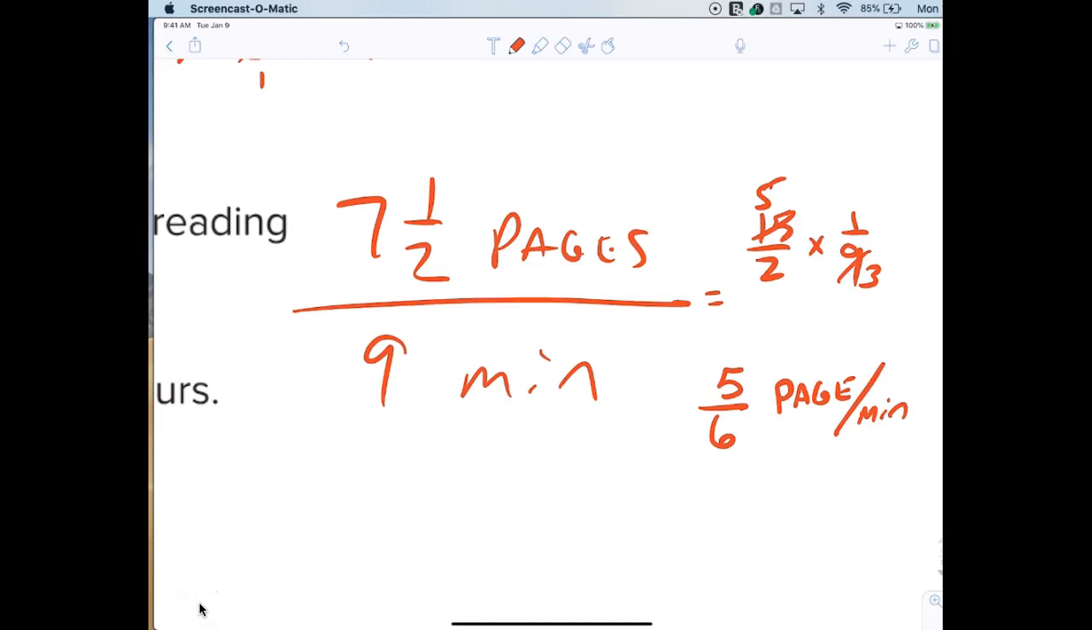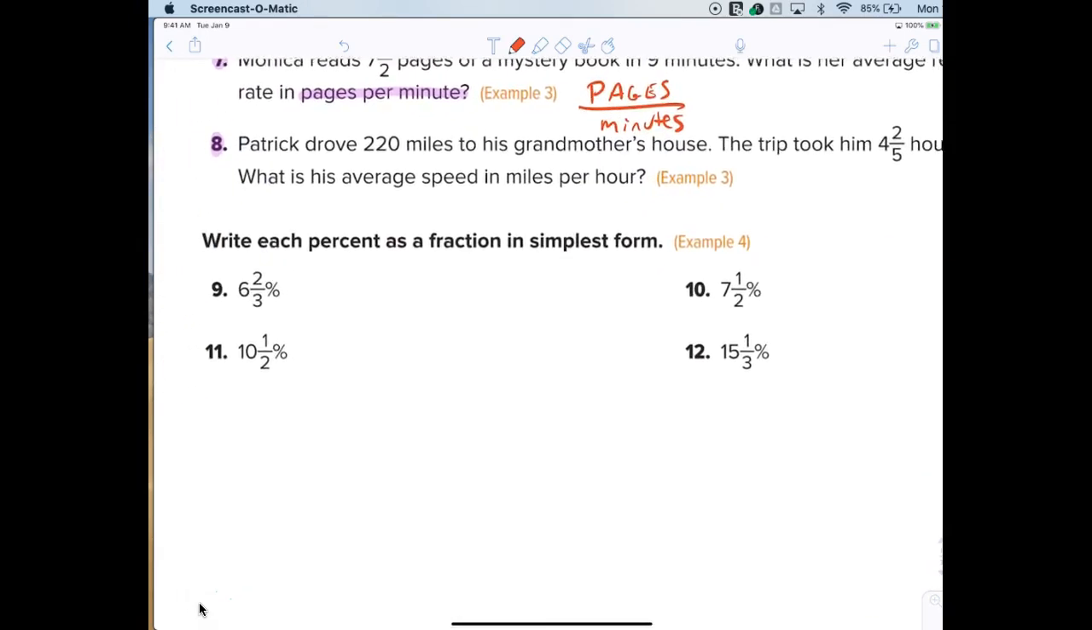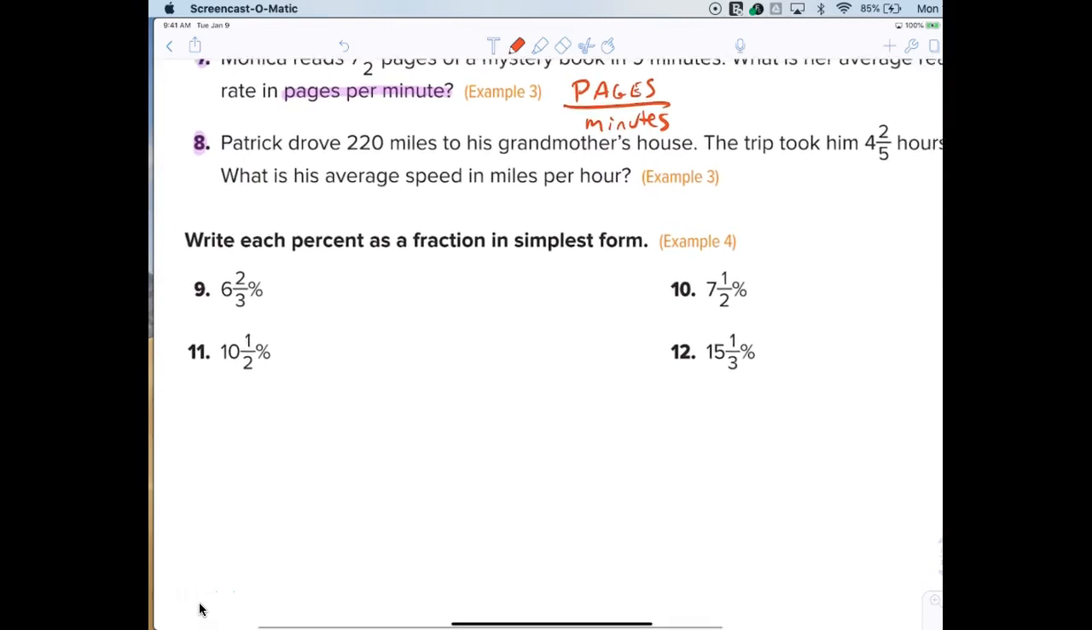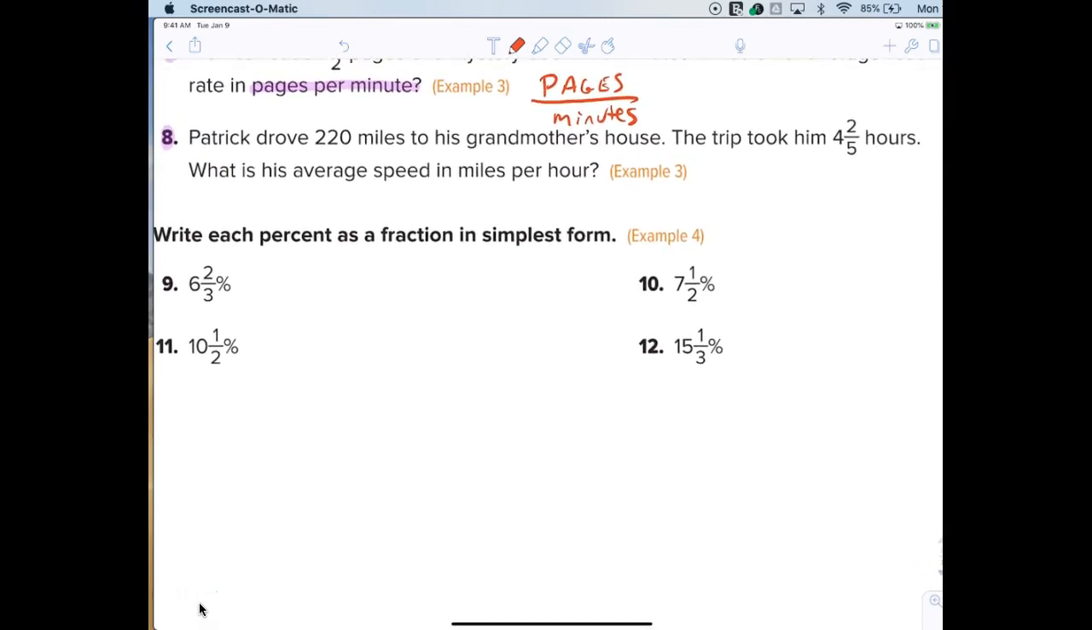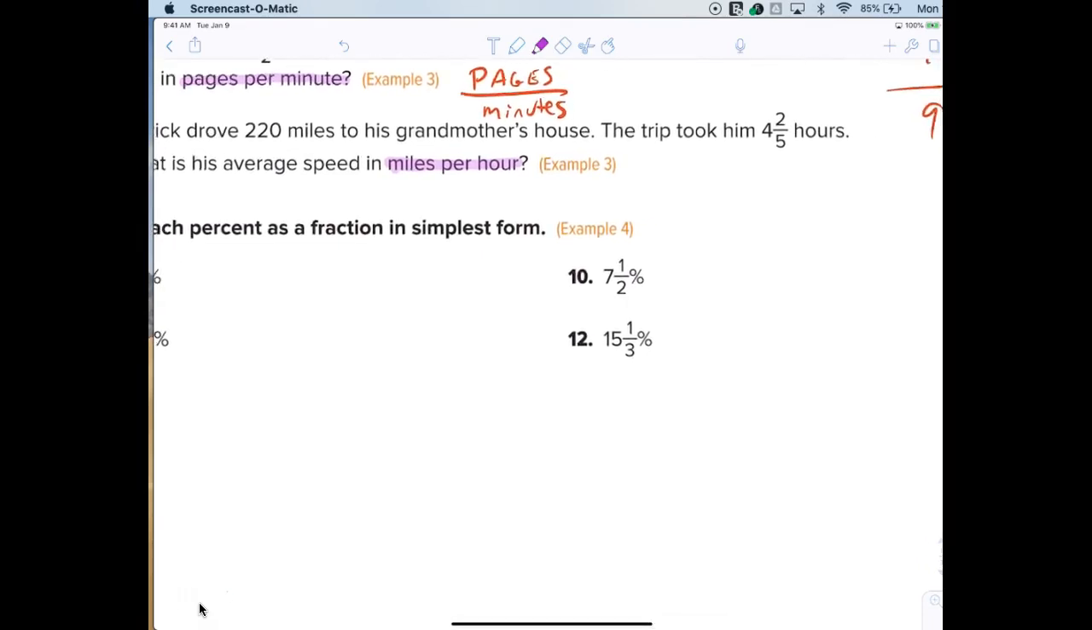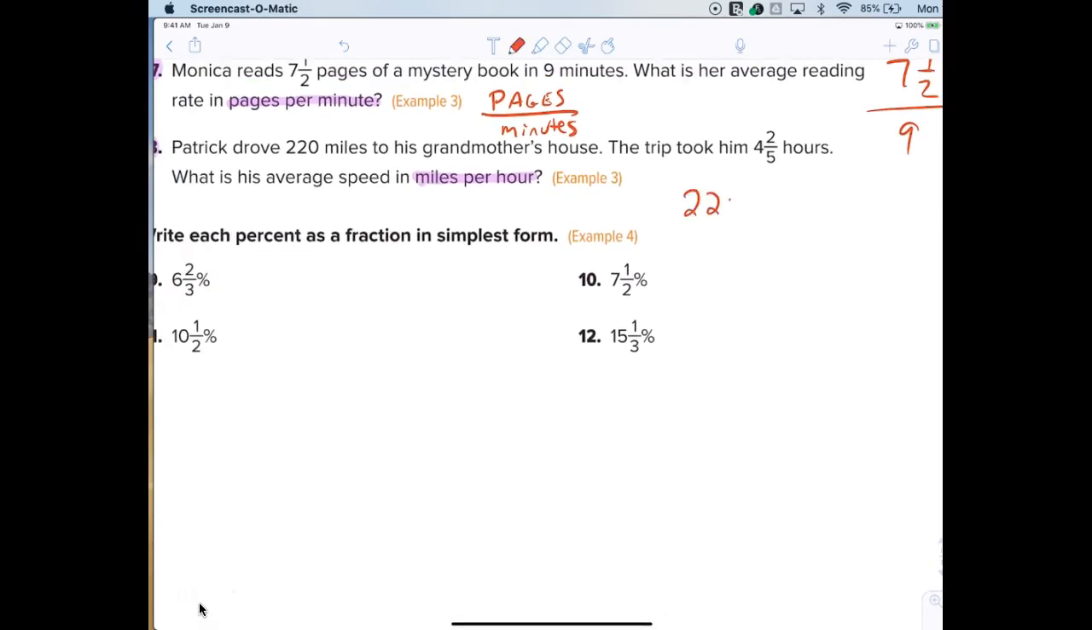Read them. Let's see what you can do for number 8. 220 miles for the trip taken in 4 and 1/2 hours. What is the average speed in miles per hour? So what am I dividing? Miles divided by hours. How many miles did I go? 220. 220 over 4 and 1/2. Yes. All right, so let's use a calculator on that one. I'm waiting patiently.